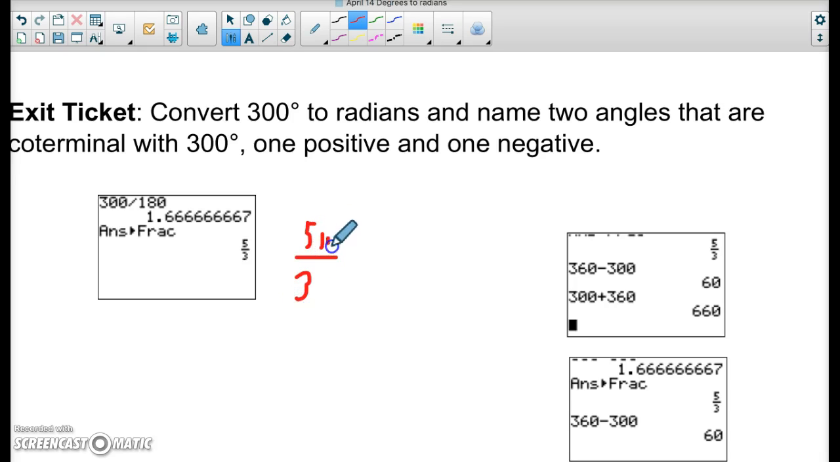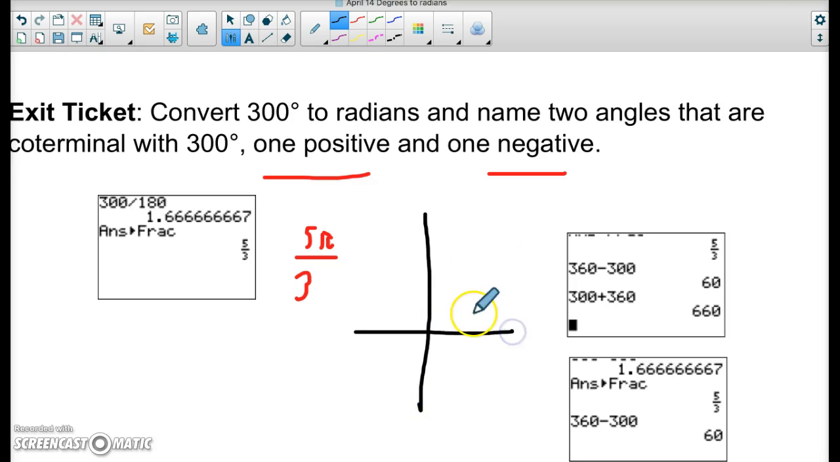I didn't put that in my calculator, so it's not showing up here, but I have to know that that's what I'll be doing: multiplying that by pi. Then it asked me to do one positive and one negative coterminal angle. That's from the prior lesson that you did. If you remember, coterminal means that they share the same ending rays. So this would be the origin, and this is my initial side. I'm going to go around 300, which lands me just about here.